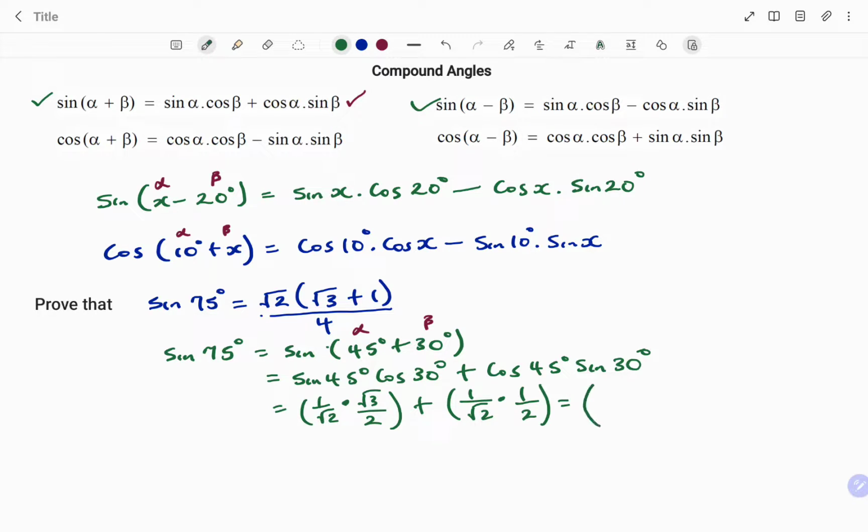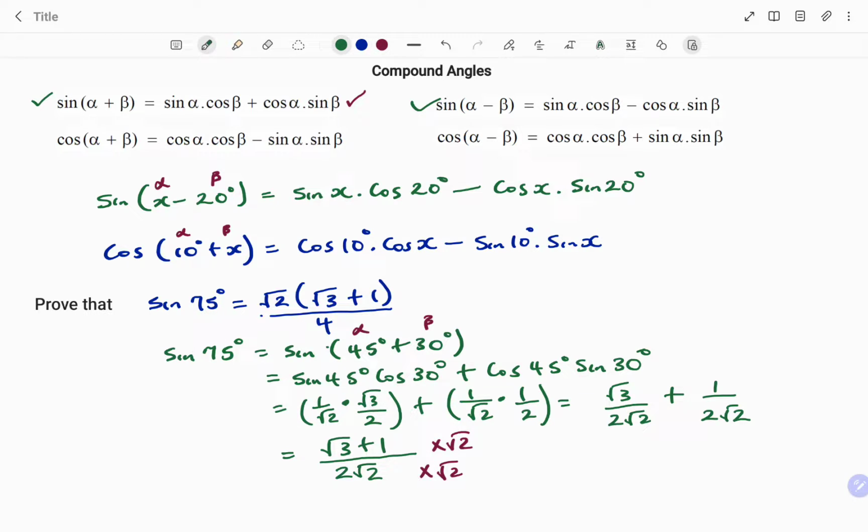That's the same as root 3 over 2 root 2 plus, I'm going to take out the bracket, and then for the second term, if I simplify, I have that as 1 over 2 root 2. Now I'm adding these fractions, and they both have the same denominator, so I'm going to put them under the same denominator. That's 2 root 2, and at the top I have root 3 plus 1. Now I'm going to rationalize. That's multiply both my numerator and my denominator by root 2.